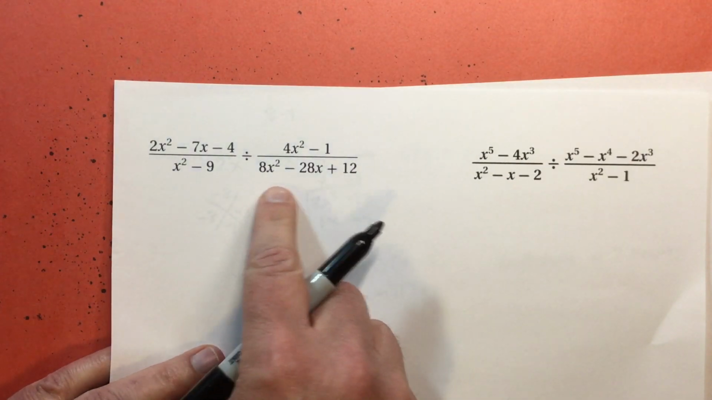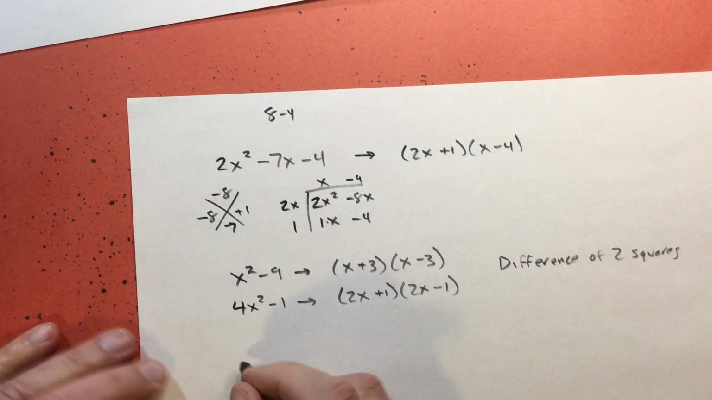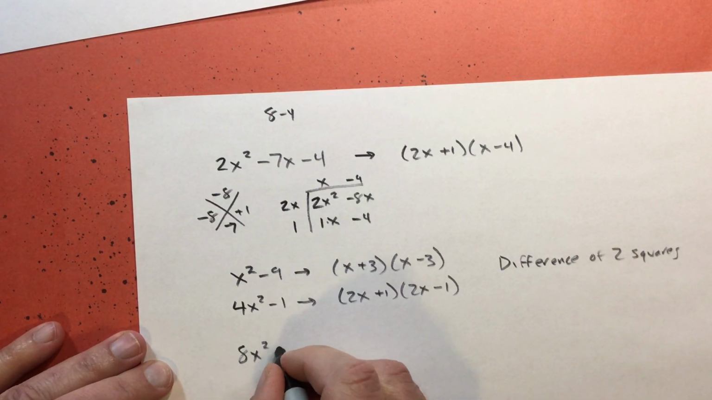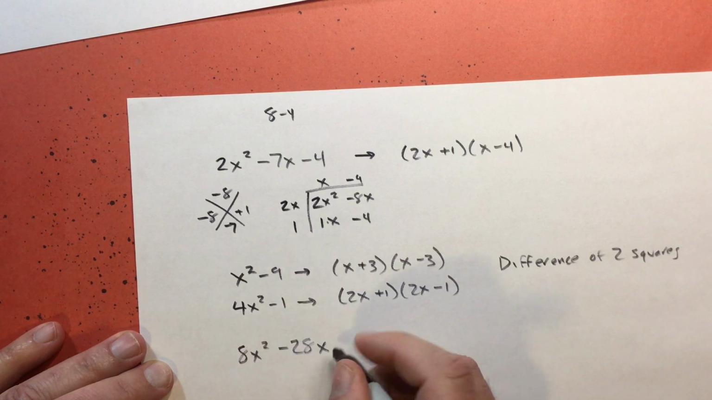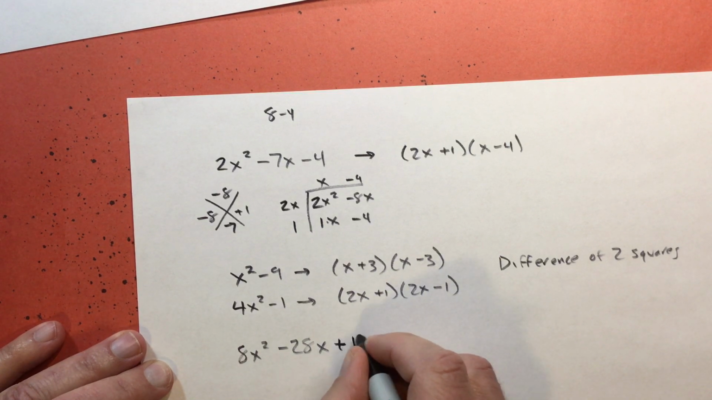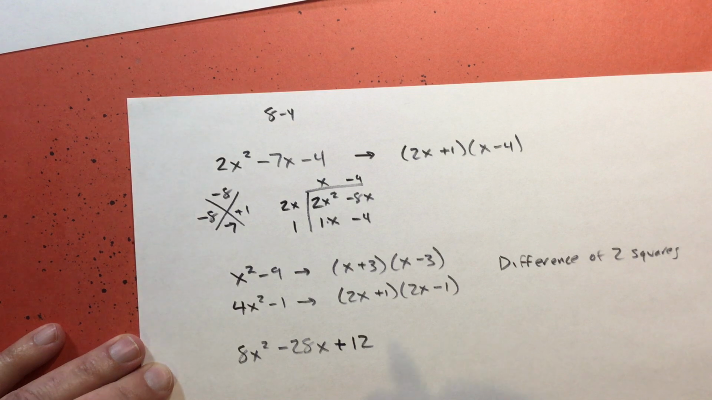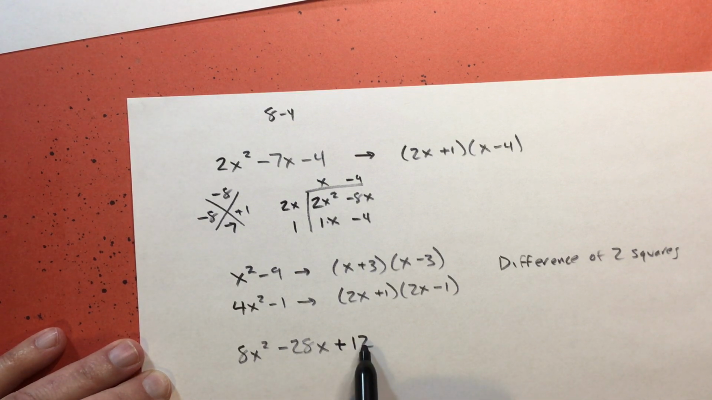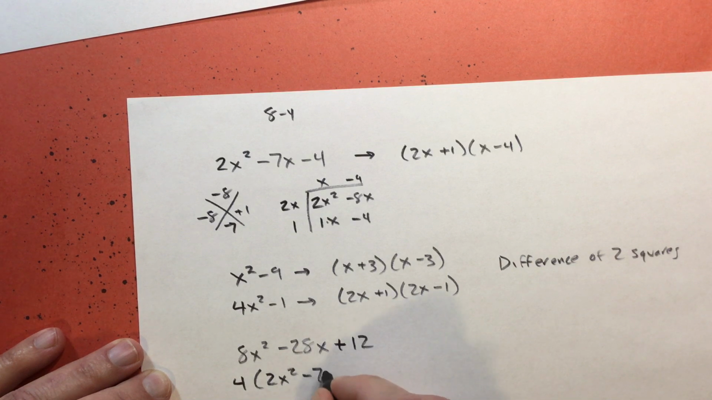Finally, I got this last one. 8x squared subtract 28x, this marker's almost dead, plus 12. Okay, first thing I notice is all of these have a common factor. It's definitely 2, it might be more. This is 4 times 2, this is 4 times 7, this is 4 times 3. So I have a common factor of 4. That leaves 2x squared subtract 7x plus 3.